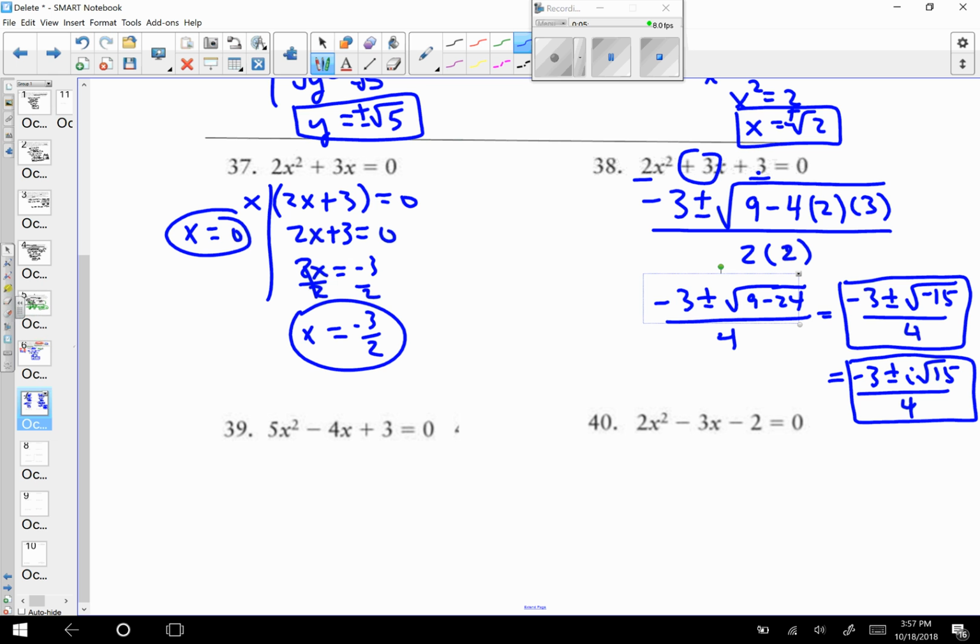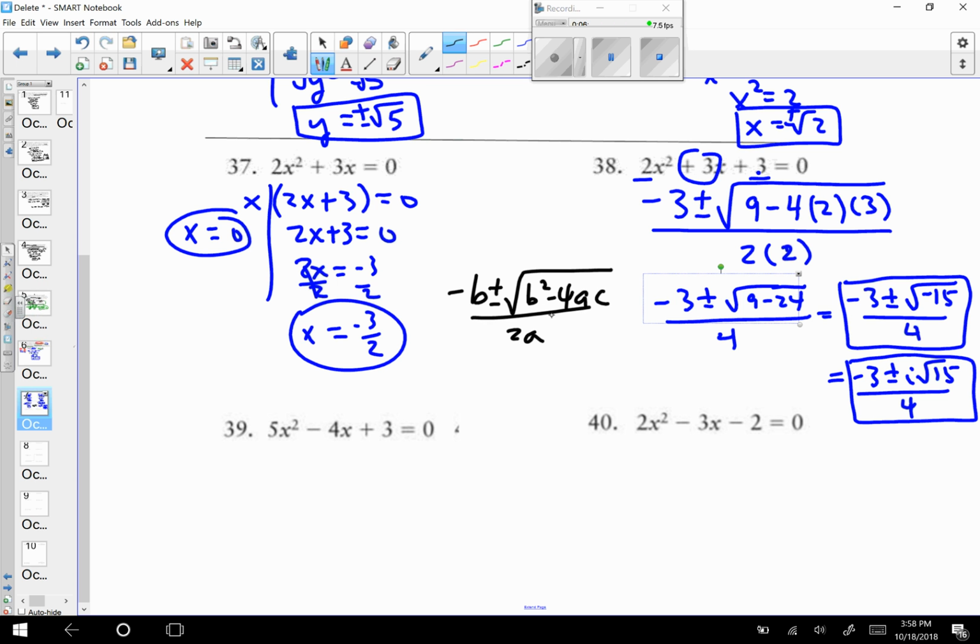All right, so first thing I want to do, because I didn't do it up here, I'm going to go ahead and write down the formula, right? So the formula is -b plus or minus the square root of b squared minus 4ac all over 2a.